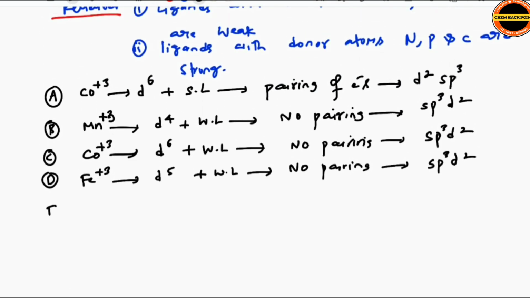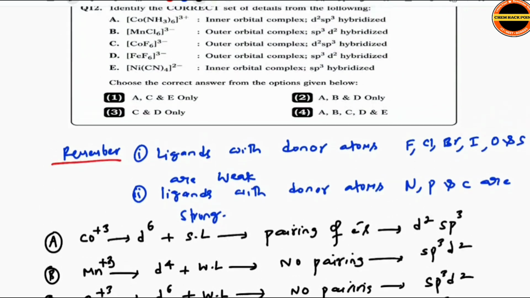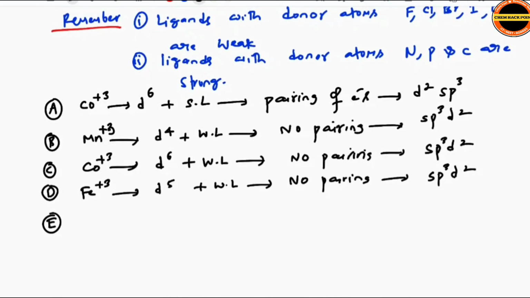Next one, Ni(CN)4 2-. So in Ni(CN)4 2-, Ni is in +2 state, configuration is d8, and here ligand is strong ligand. So pairing occurs.